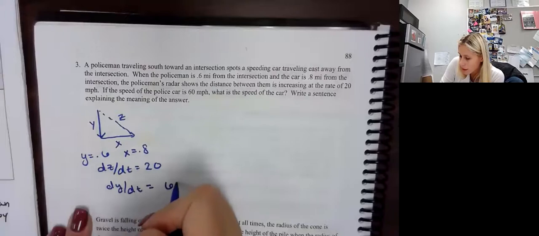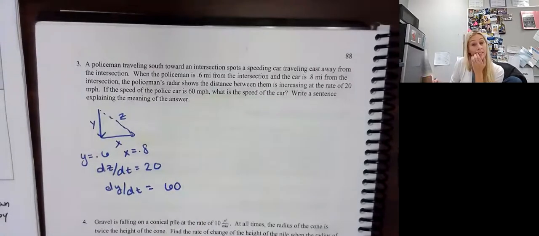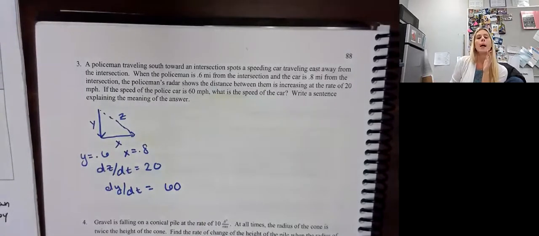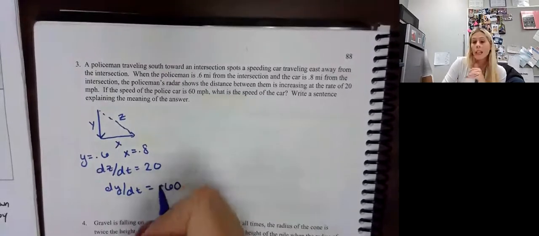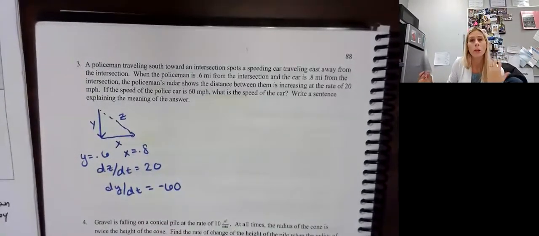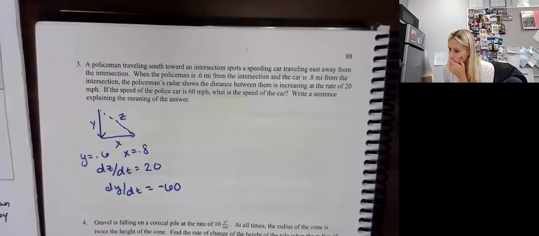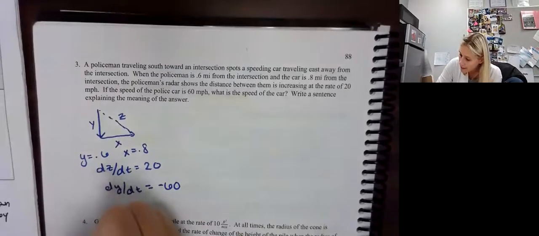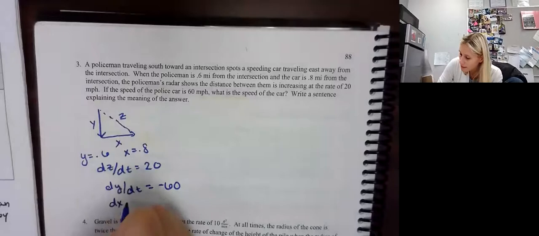What is the speed of the car? Now, here's the thing you need to watch out for, which is not obvious. Which way is the police car going? The police car is going down, and down means what value? It means negative. Think of this: velocity always talks about direction, right? So we have to talk about, is it a positive or a negative? Okay, and then we're going to write a sentence. All right, so we are trying to find out what dx/dt is.